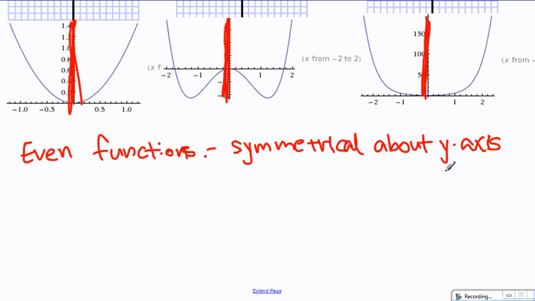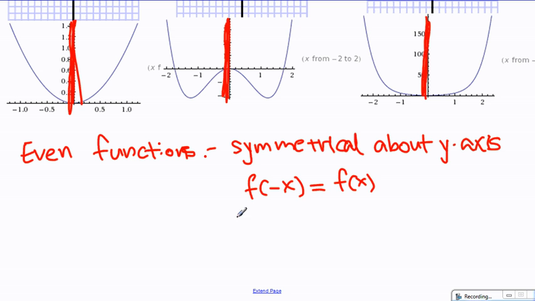Now, if you had to write this symmetrical about the y-axis in algebraic form, then you're doing something like this. Let the function be f of x. When you plug in negative x, the result will be the same as when you plug in the positive value. When x is positive versus negative, you would have gotten the same y value.